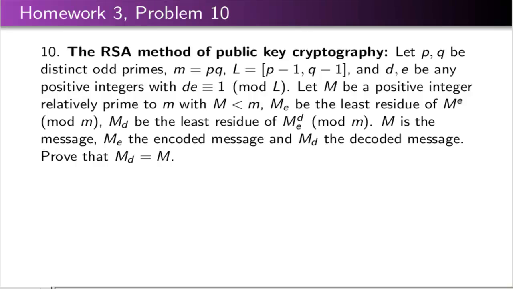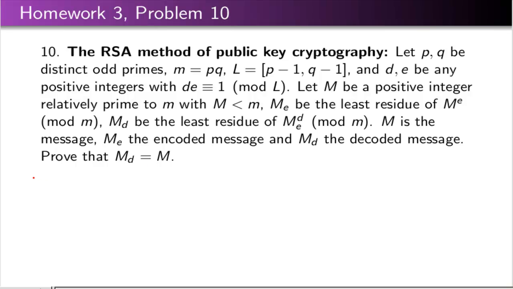The RSA method of public key cryptography. This is a way to send a message in a secure but public way. So we have a message capital M. I'm going to raise that to the eth power, reduce it mod little m, and then I take that message, which is called the encoded message, and I raise it to the dth power to decode it. And the claim is that after encoding and decoding, we're back to the message we started with.